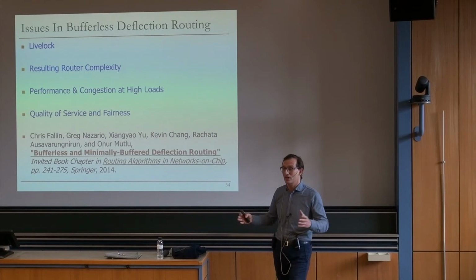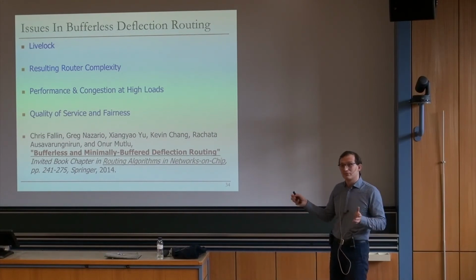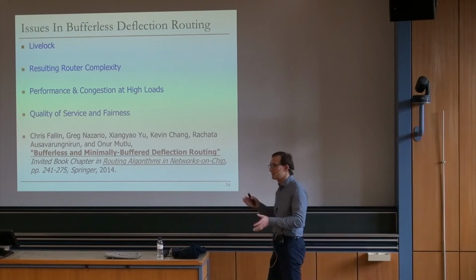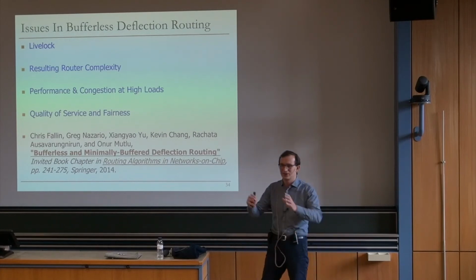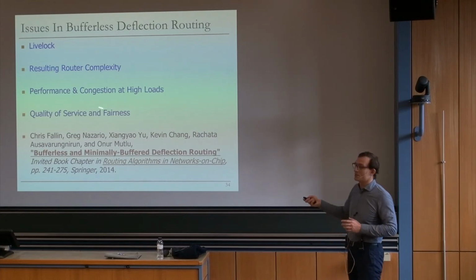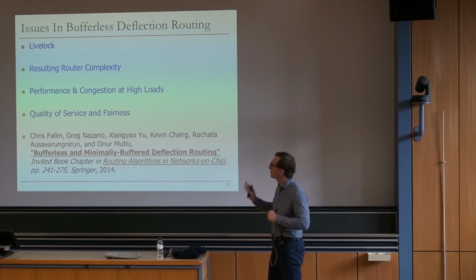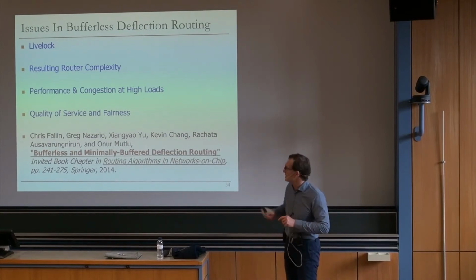What if you have a lot of high injection rates into the network? How do you handle that? We're going to talk a little bit about that, but maybe not go into the full detail. There's a lot to be done over here, actually. And then on top of that, how do you actually provide quality of service and fairness? We're not going to talk about that within the context of bufferless networks, but there's a lot of interesting ideas here also.